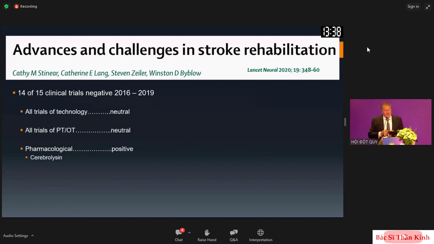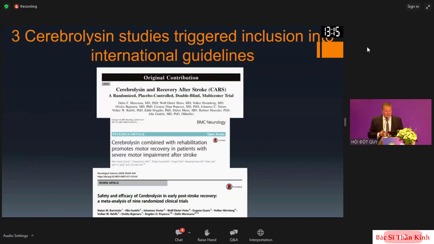Also, this is a mention of the rehab review published in Lancet Neurology that basically said, yeah, all trials of technology in neurorehab at the moment are neutral. More intensive PT/OT is neutral, but the first pharmacological assisted study in neurorehab was positive with cerebrolysin. So which study was that? Well, it was CARS. And I will briefly mention what happened in CARS.